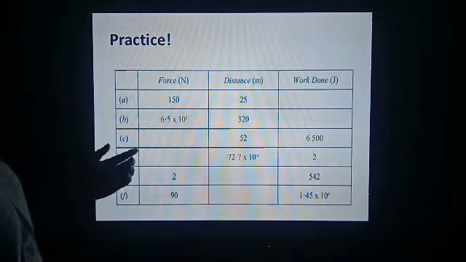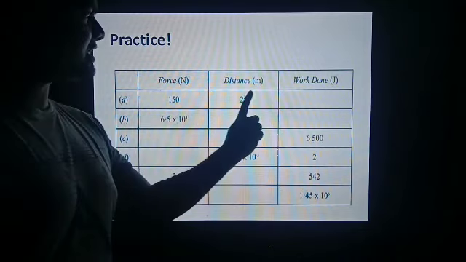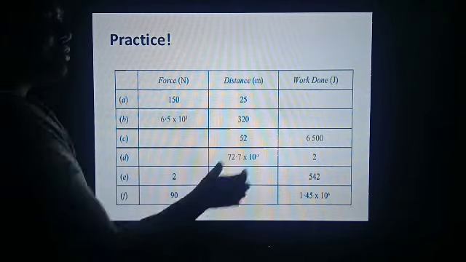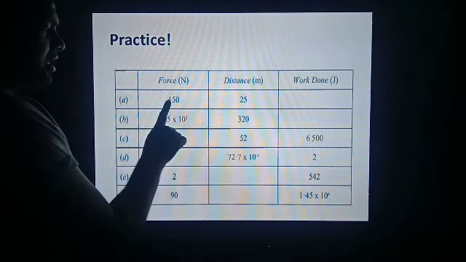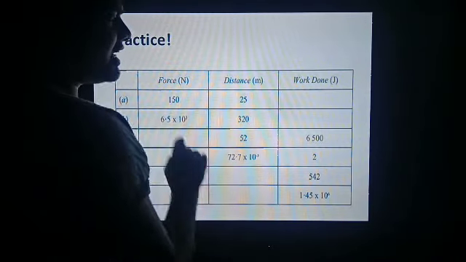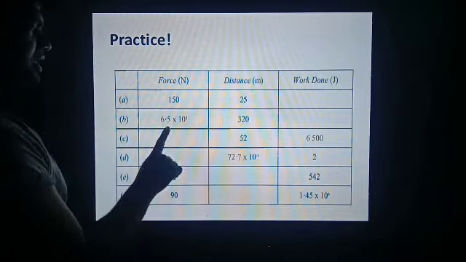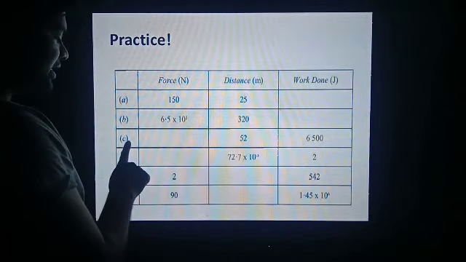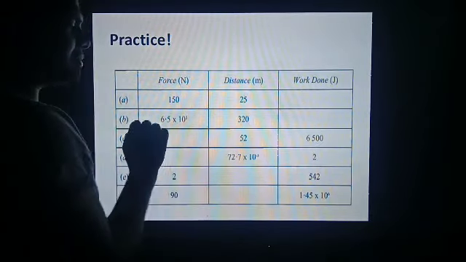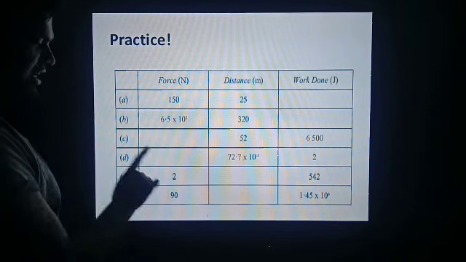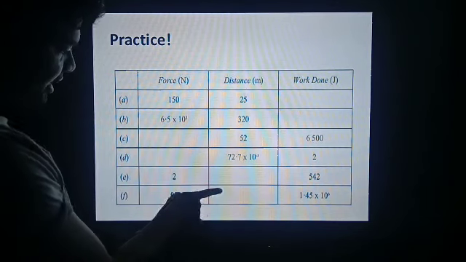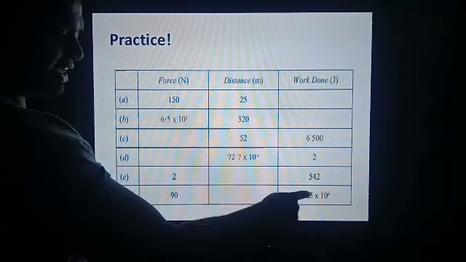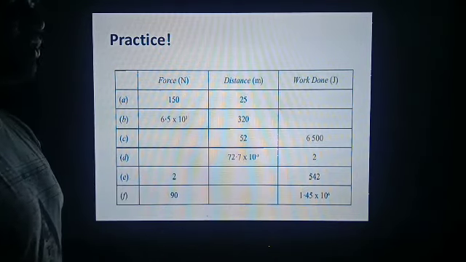See, in this table, see force, distance and work done. So you have 5 sets of questions and you have to fill the values. In this part, force and distance are mentioned, calculate work done. In this, force and distance are mentioned, calculate work done. In this, work and distance are mentioned, you have to calculate force. Similarly here, force is to be calculated. In these two parts, forces and the work done by them are given. You have to calculate the distance. This is your homework.